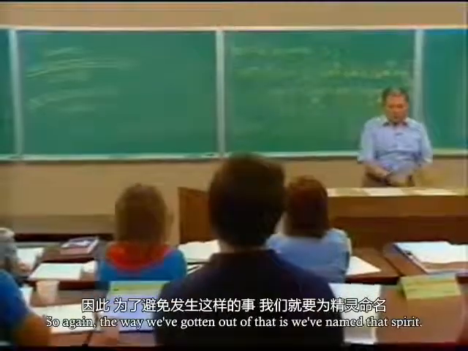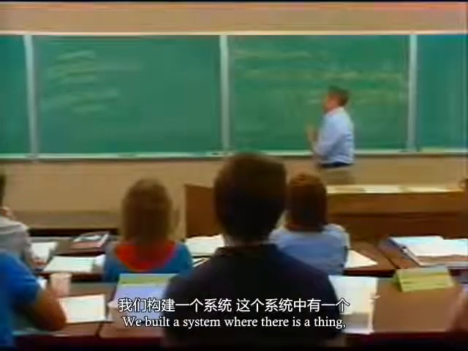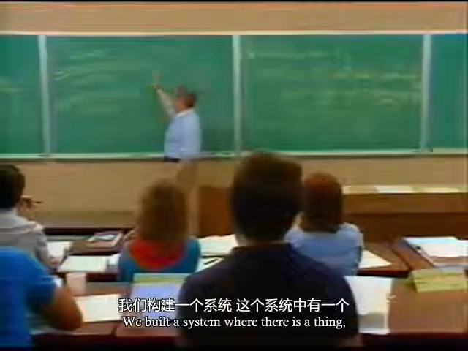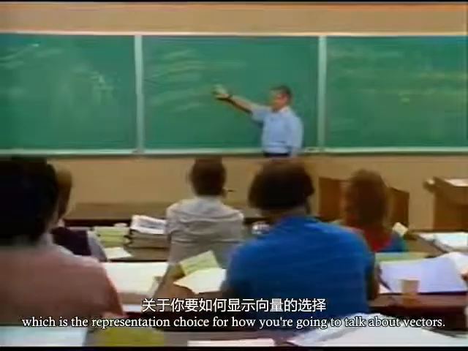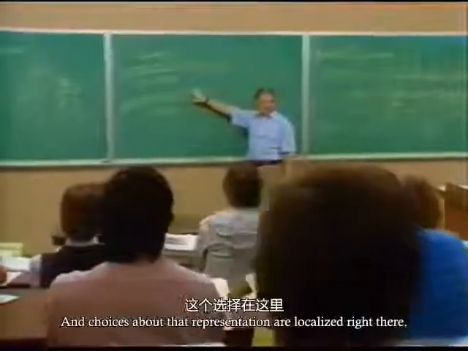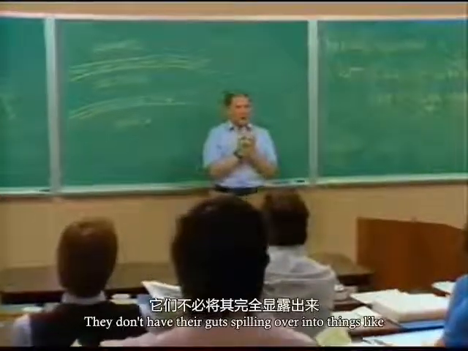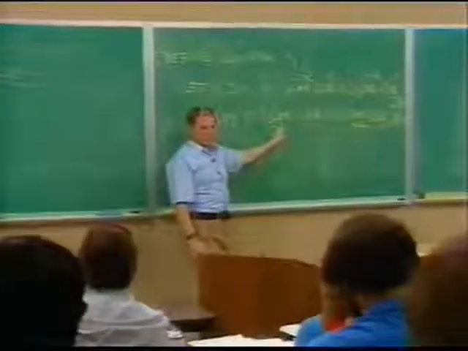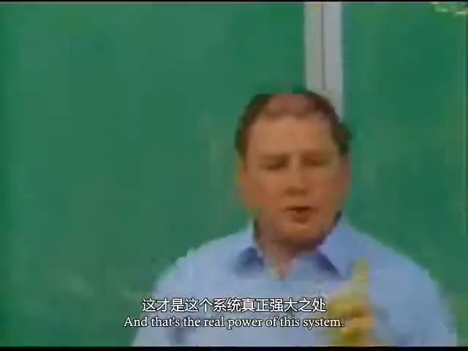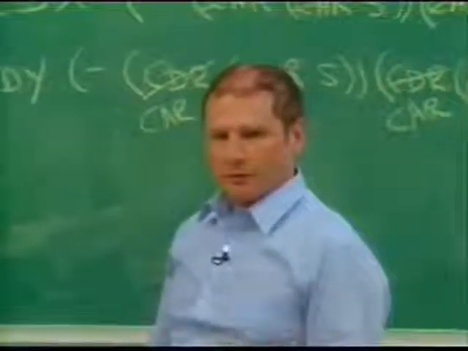So again, the way we've gotten out of that is we've named that spirit. We've built a system where there is a thing which is the representation choice for how you're going to talk about vectors. And choices about that representation are localized right there. They don't have their guts spilling over into things like how you compute the length or how you compute the midpoint. Right? And that's the real power of this system. We're explicit about them so that we have control over them.